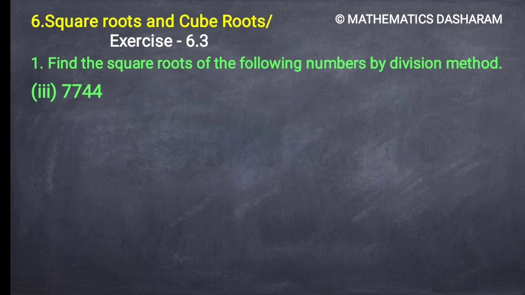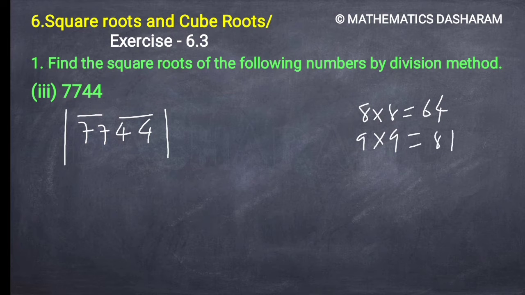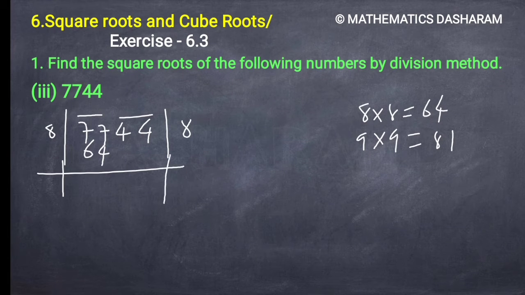Next, third question, 7744. So 44 is one pair, 77 is the second pair. So 8 8s are 64, 9 9s are 81. So the nearest perfect square number for 77 is 8 8s are 64. So here is 64. Then the remainder is 7 minus 4 is 3, 7 minus 6 is 1.